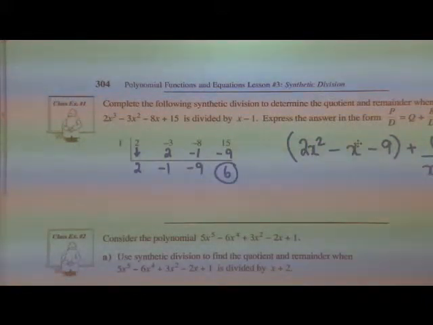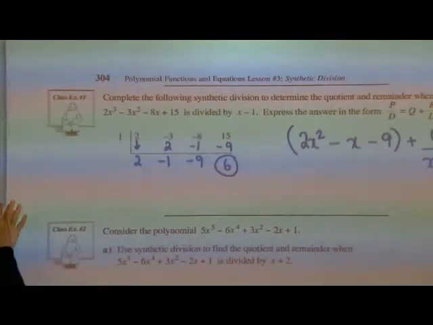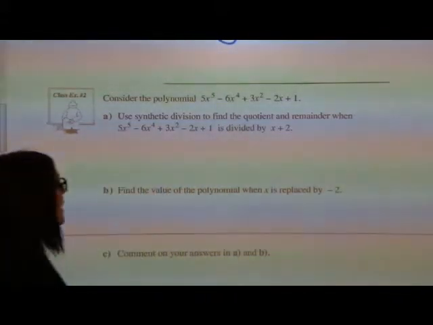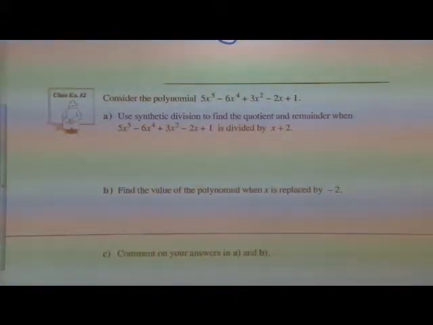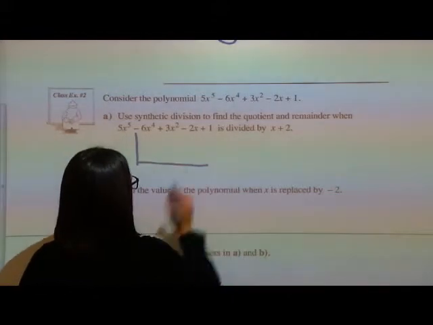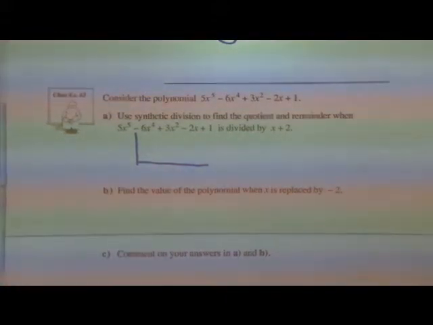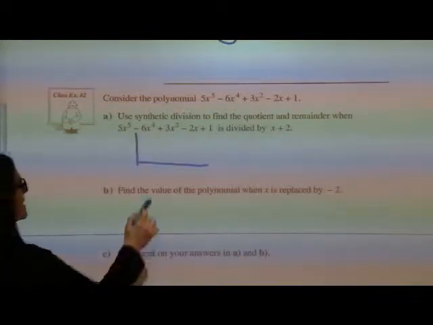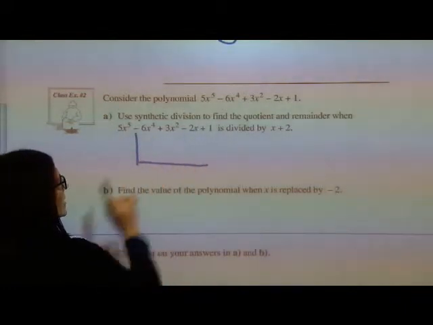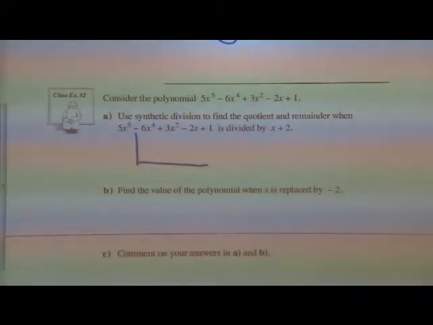Okay, so class example number 2, we're going to start this right from scratch. I have 5x to the power of 5 minus 6x to the power of 4 plus 3x squared minus 2x plus 1. We're going to use synthetic division to determine what the remainder is when I divide this by x plus 2. So when I set up my synthetic division, it kind of looks like two sides of a rectangle. Inside go my coefficients from my polynomial. Make sure your polynomial is written in descending order. And do I have all of my terms listed?